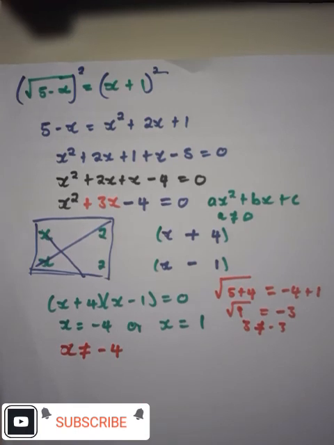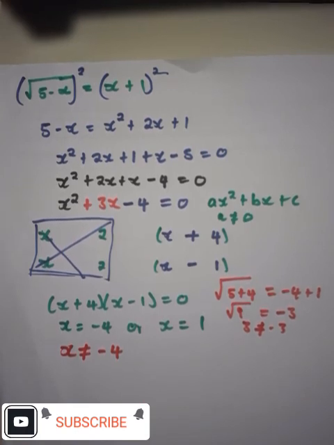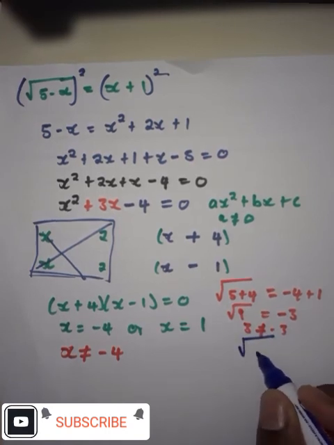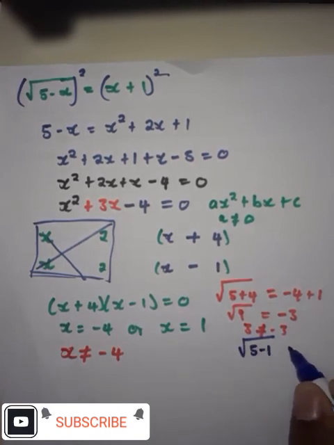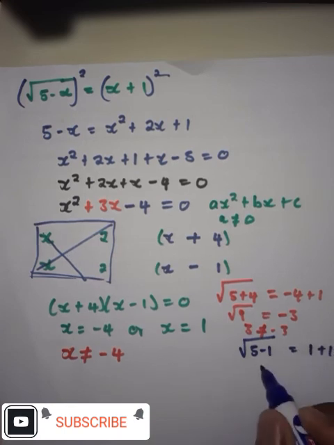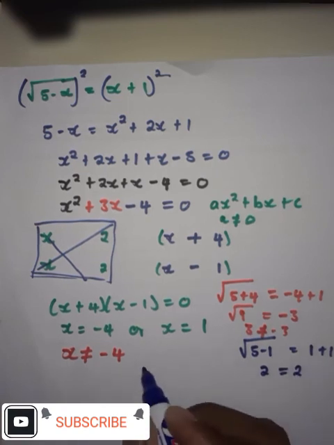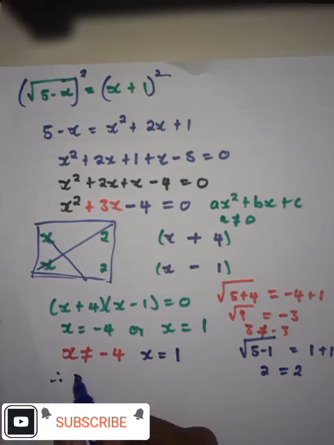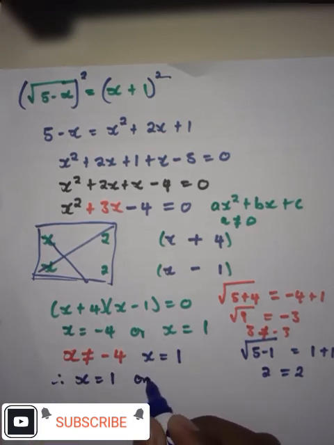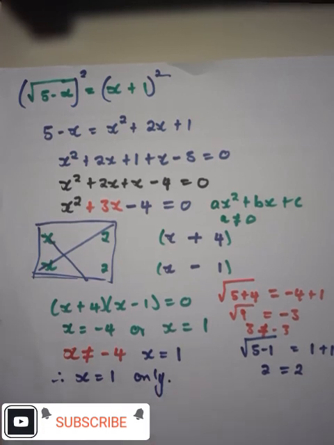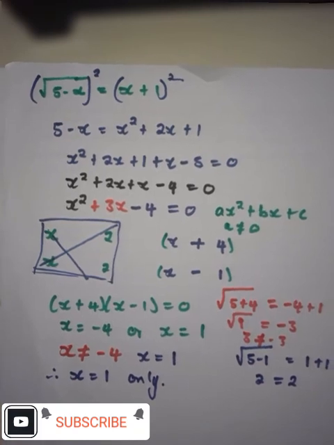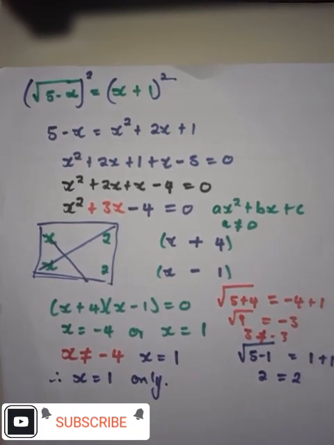Then you take 1 and substitute to test. You're going to get the square root of 5 minus 1 is equal to 1 plus 1. So here you have the square root of 4 is 2, and 2 is equal to 2, so x is equal to 1. Therefore you conclude by saying x is equal to 1 only. If you don't do that, you're not going to get full marks. You have to test this and check which one is correct and which one is not.